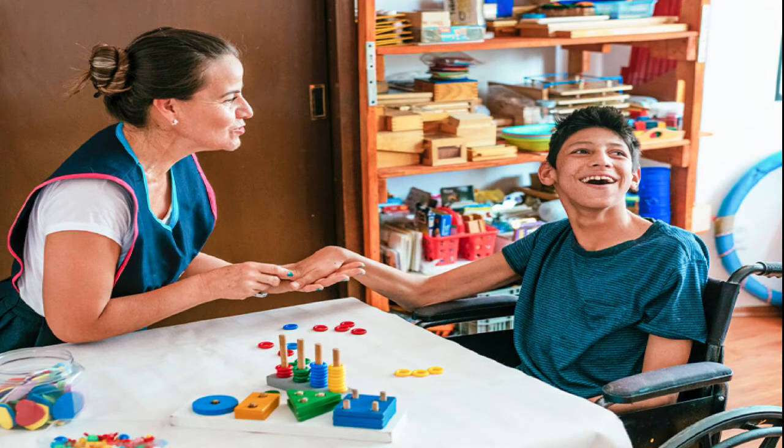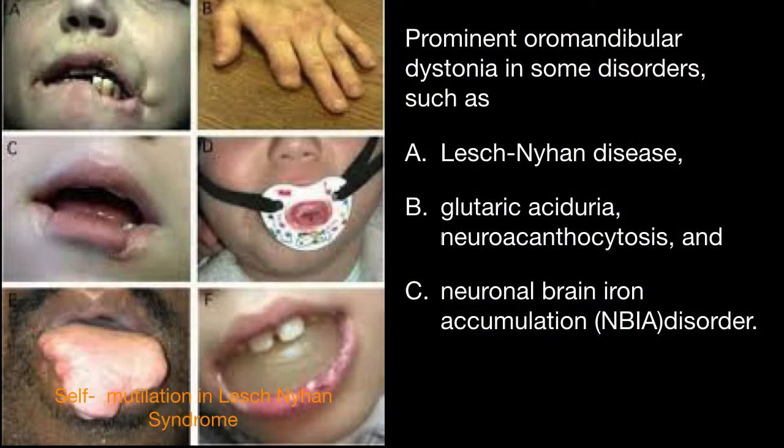In young adults and children, oromandibular dystonias are distinctly unusual. They should raise the concern that it's an early manifestation of what will evolve into combined dystonia syndrome or neurodegenerative disease. Very prominent oromandibular dystonia could be diagnostic in some disorders, such as Lesch-Nyhan disease, glutaric aciduria, neuroacanthocytosis, and neurodegeneration with brain iron accumulation disorders. The picture shows severe orolingual dystonia and self-mutilation in a patient with Lesch-Nyhan syndrome.